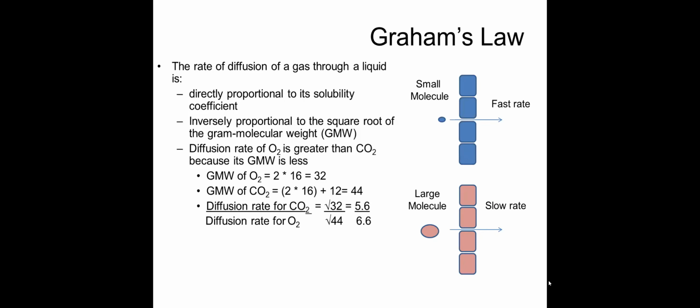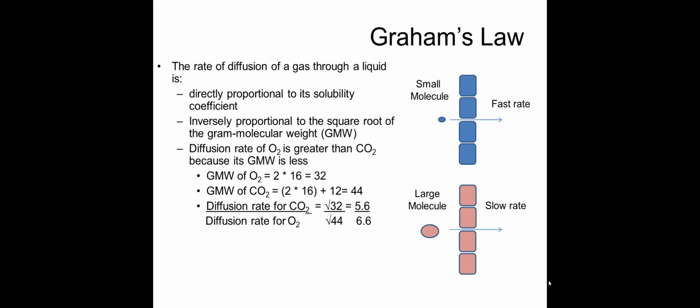And then we have Graham's law. Here, the rate of diffusion of a gas through a liquid is directly proportional to its solubility coefficient and inversely proportional to the square root of the gram molecular weight. Ooh, do you think you might have to calculate gram molecular weights of some molecules? I think so. So I would definitely start pulling out your chemistry periodic table chart. The diffusion rate of oxygen is greater than carbon dioxide because its gram molecular weight is less.